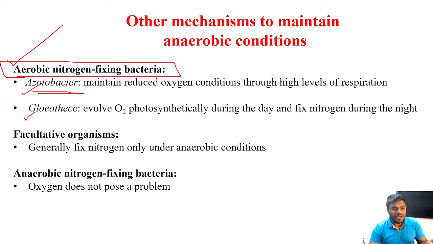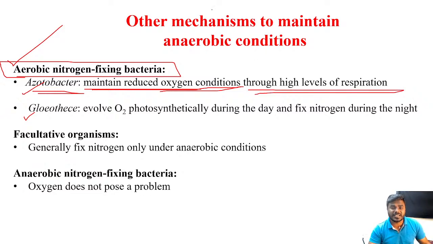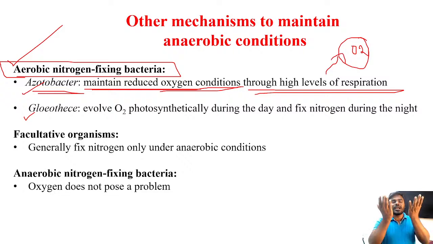Azotobacter is the bacteria which maintains a reduced oxygen condition through high levels of respiration. Don't confuse, friends. In cellular respiration, what happens? More oxygen will be consumed. So what Azotobacter is doing is increasing the levels of respiration. By that, more oxygen will be consumed. So during nitrogen fixation in the Azotobacter body, oxygen levels drastically fall down. When the oxygen levels drastically fall down, the nitrogenase enzyme present in the Azotobacter will become active. Very simple statement.